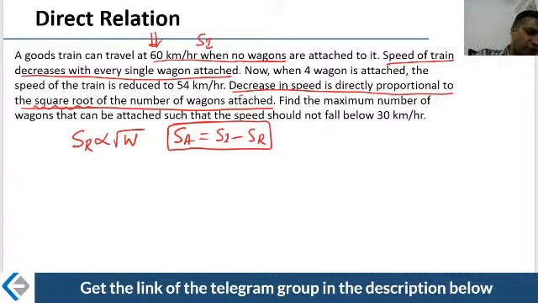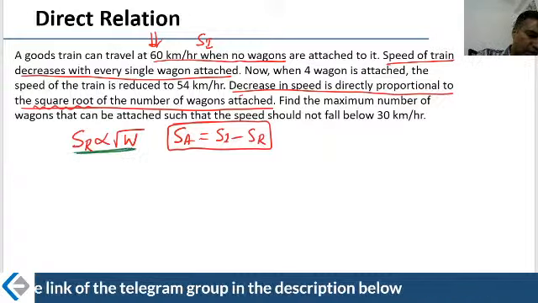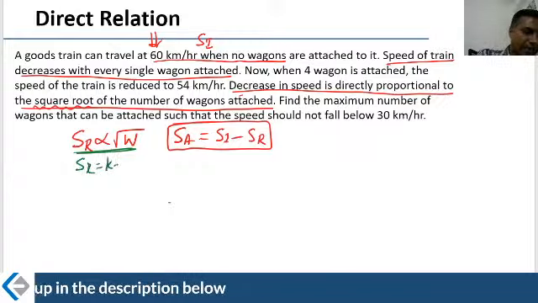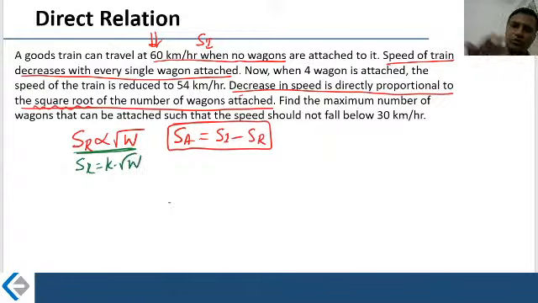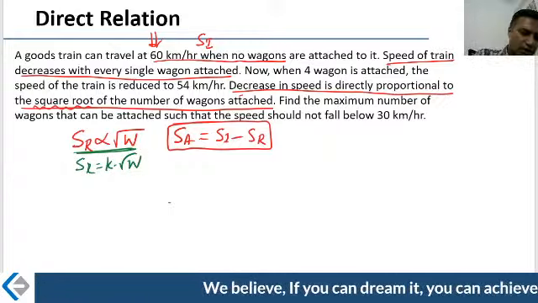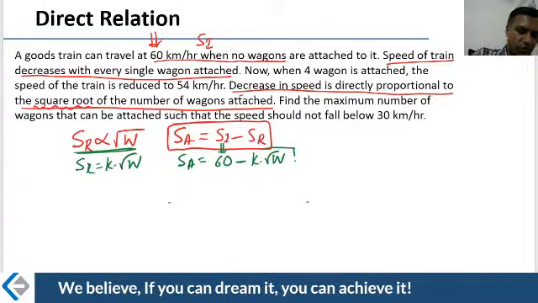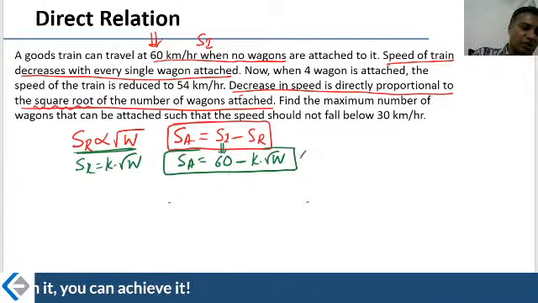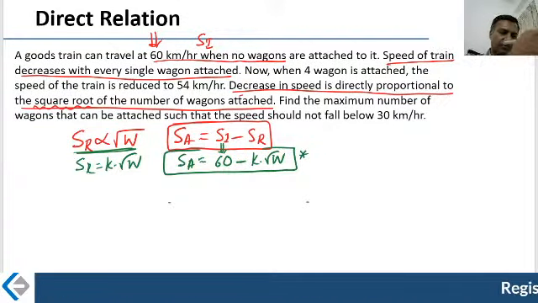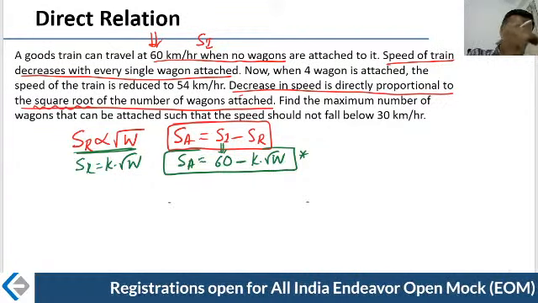Great. Now let's substitute. You already know the SR value here. From here, SR is equal to K times root W. Can I write it like this? Of course, yes. Substitute here. Therefore, actual speed is equal to ideal speed, which is 60, minus K times root W. Now, this is the master relationship I get. After reading this, you understand that this is the master relationship.